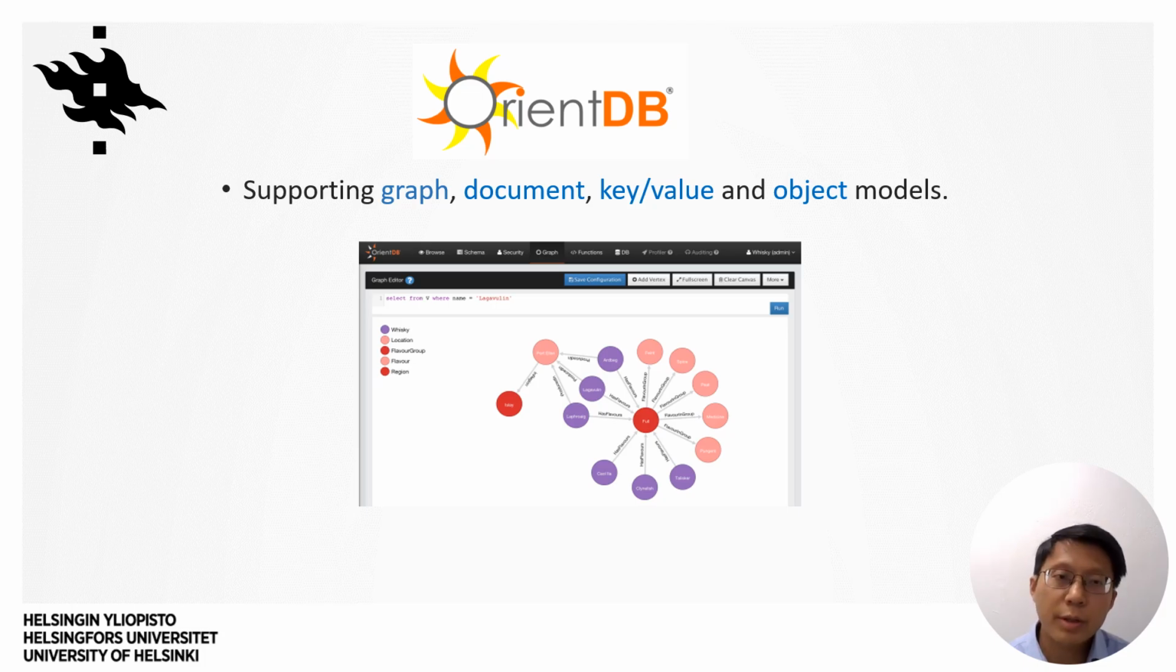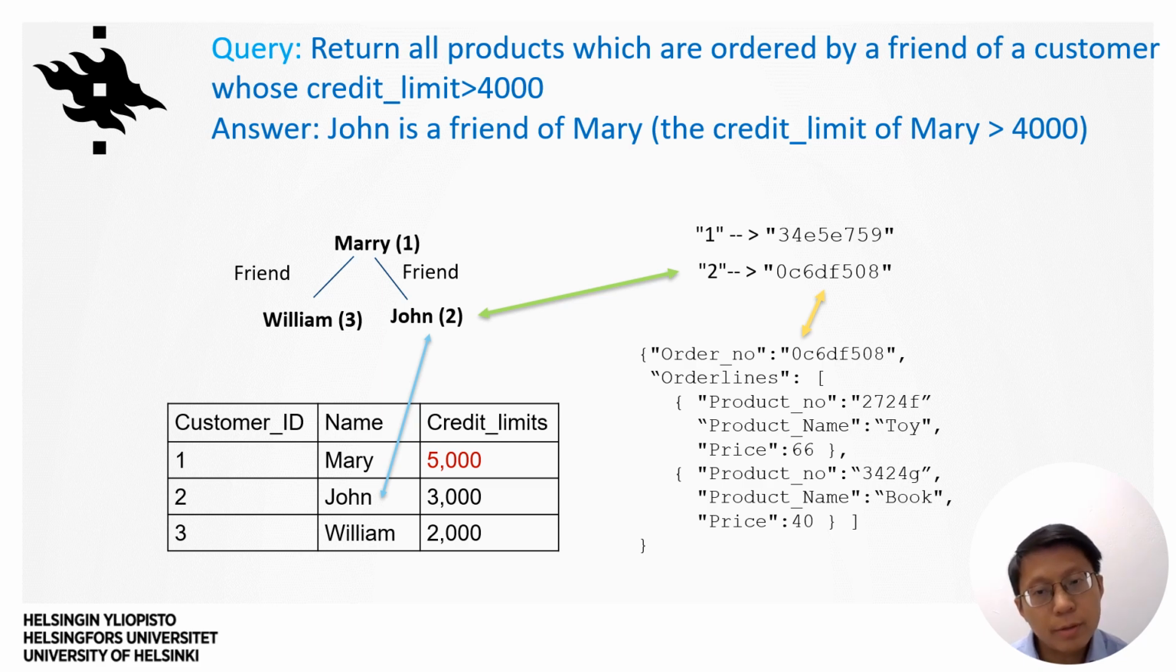For example, OpenDB is an open source database which can support graph, document, key-value, and object models. This is the interface of OpenDB, which organizes the data as a graph. Recall the previous 4 types of data. Let's consider a recommendation query. Return all products which are ordered by a friend of a customer whose credit limit is greater than 4,000.